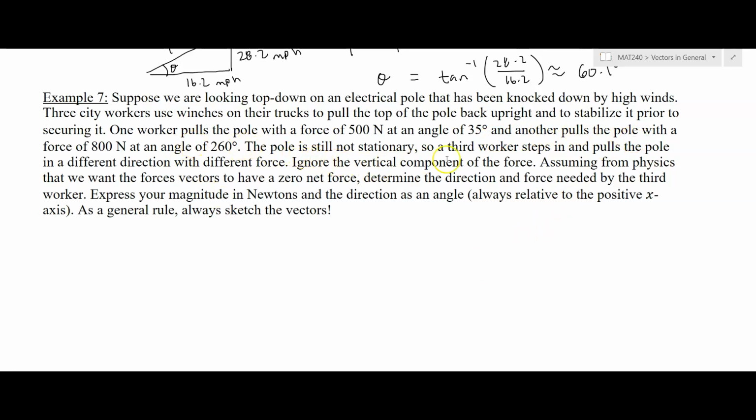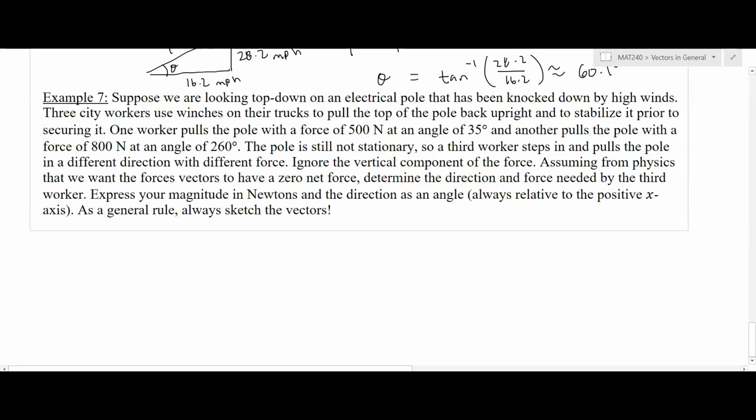The pole is still not stationary, so a third worker steps in and pulls the pole in a different direction with different force. Ignore the vertical component of the force. So in other words, we're not going to worry about the z component. We're just going to focus on the northeast, southwest components of the pole. Assuming from physics that we want the force vectors to have a zero net force, determine the direction and force needed by the third worker.